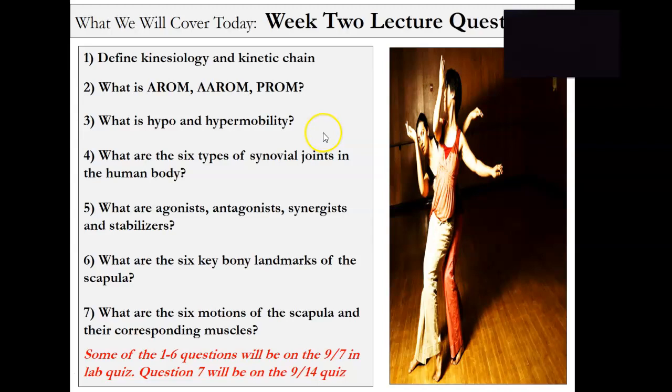So these are the lecture questions that I was talking about. We have 7 lecture questions here. Questions 1 through 6, there'll be 1 or 2, 2 to 3 probably, of these questions on next week's quiz. So on the 9-7 quiz, on the Monday when you come in 9-7 in the lab, the first thing you're going to do is a quiz, and it's going to be on one of these 6 questions. We will answer these questions in this lab today, in this lecture today.